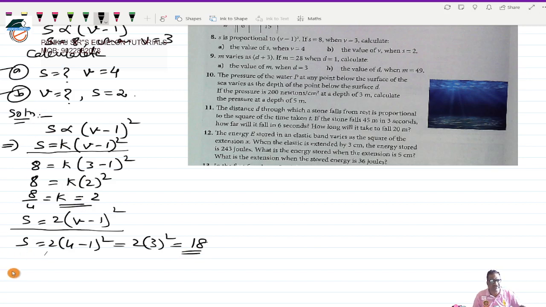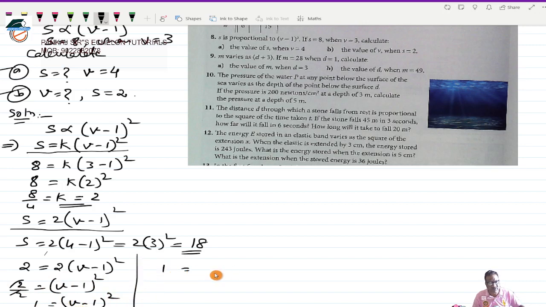B is, you have to find V when S is 2. So 2 is equal to 2 times (V minus 1) squared. Dividing by 2, the 2s cancel and give me 1. So 1 equals (V minus 1) squared. Now taking square root on both sides, I get 1 is equal to V minus 1. So V will be equal to 1 plus 1, which is 2. So my answers are: for A, S is equal to 18, and for B, V is equal to 2.